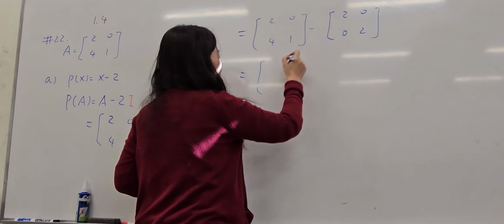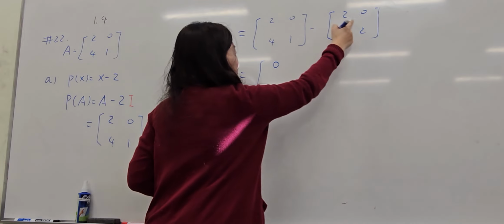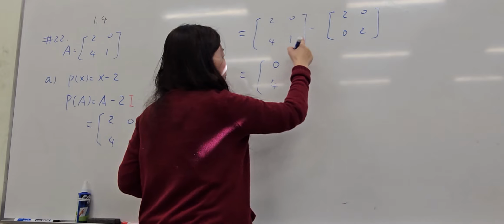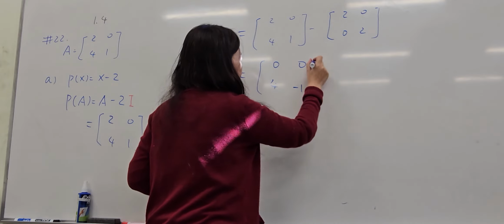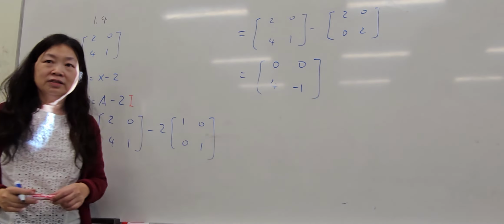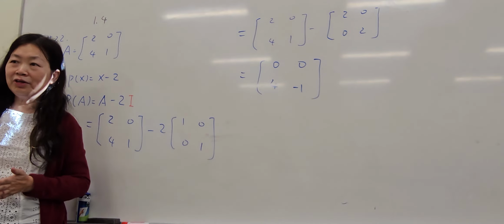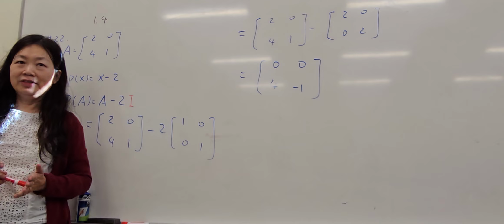2 minus 2 equals what? 0. 0 minus 0 is still 0. 4 minus 0 equals what? 4. 1 minus 2 equals what? -1. So that's your final answer. Okay? Any question here? You guys okay? Yeah? Okay.